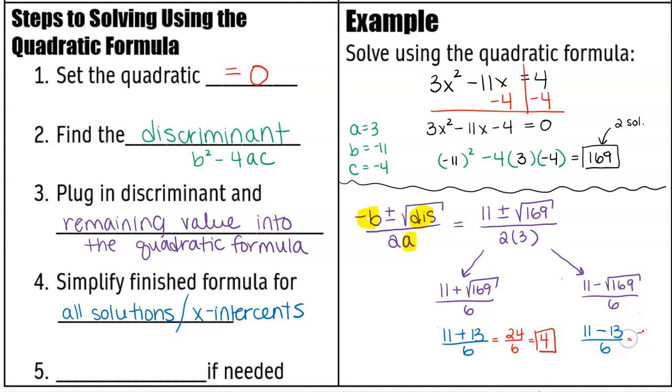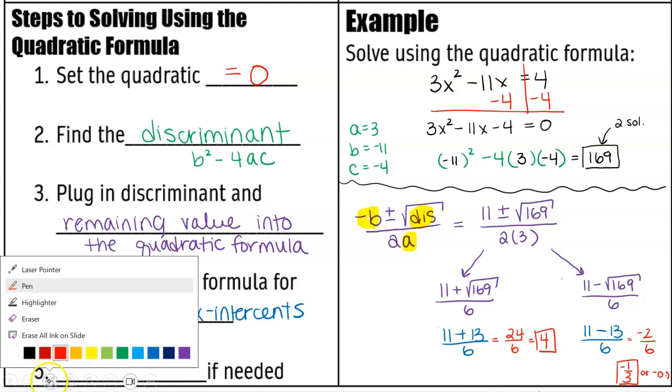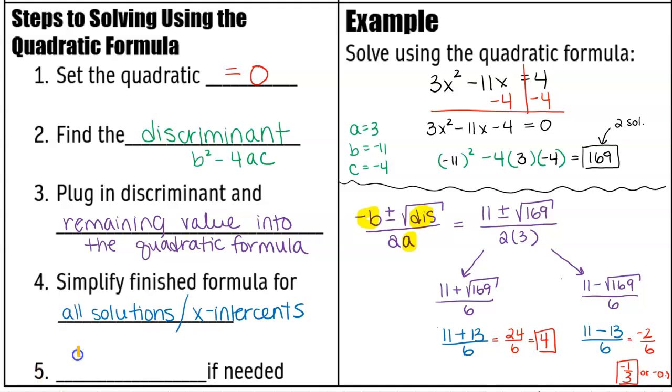And then I get negative 2 divided by 6, which I can reduce to negative 1/3, or you could write it as negative 0.3333333333. So once again, as a reminder, we knew at the very beginning from our discriminant that we were going to get two solutions, and here they are. Our solutions are 4 and negative 1/3.